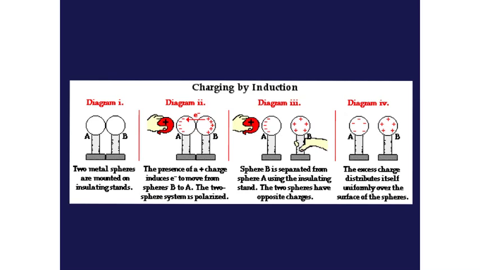And then we're going to separate these two spheres, and after we separate them, the charge, since these are conductors, is going to distribute itself evenly, and we're going to end up with one sphere here that has a negative charge and one sphere here that has a positive charge. We've charged it by induction. We used this balloon. We brought it close to the spheres. We didn't touch them, but the spheres were touching, so the charges and the electrons could move back and forth between the two spheres.